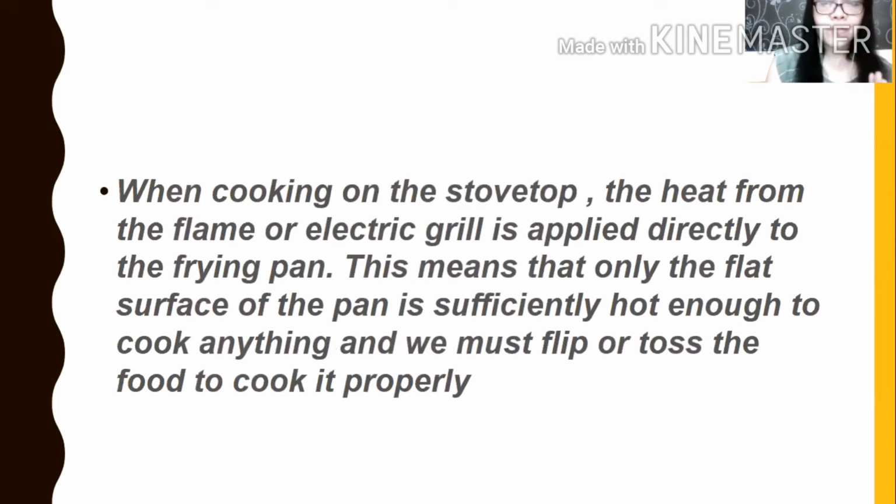So when cooking on the stovetop, the heat from the flame or electric grill is applied directly to the frying pan. This means that only the flat surface of the pan is sufficiently hot enough to cook anything, and we must flip or toss the food to cook it properly. Again, notice that in here, the medium that is used is the frying pan. So again, in cooking food, we must supply it with the proper amount of heat to cook the food properly.